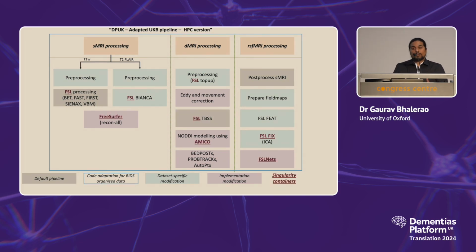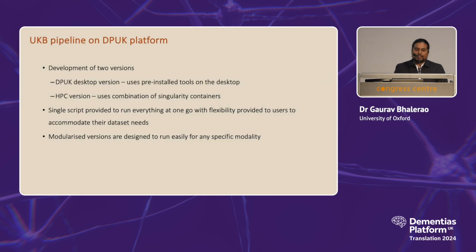And then DPUK also has a high performance computing environment, but it has a slightly different technical infrastructure. So we designed singularity containers of the different tools that are utilized within the pipeline. And then we again combine all this into a single framework, and we call it the HPC version of the adapted UK Biobank pipeline. So in summary, we generated two versions of the adapted UK Biobank pipeline.